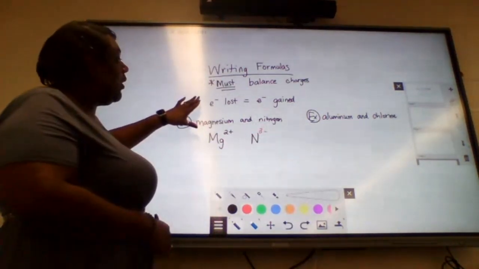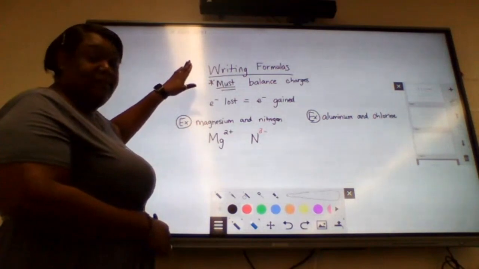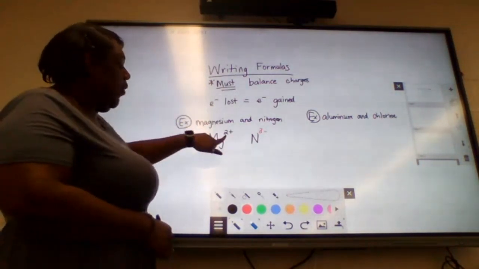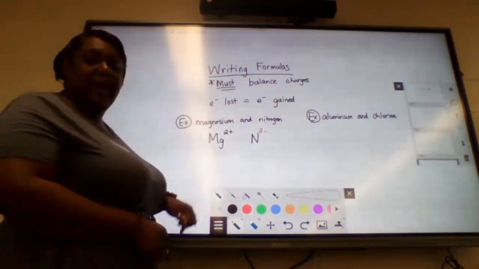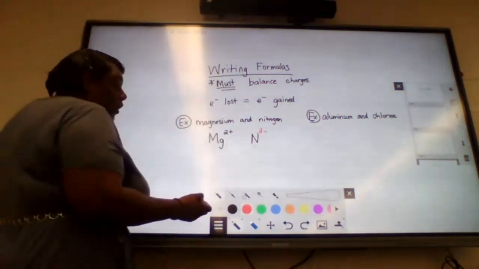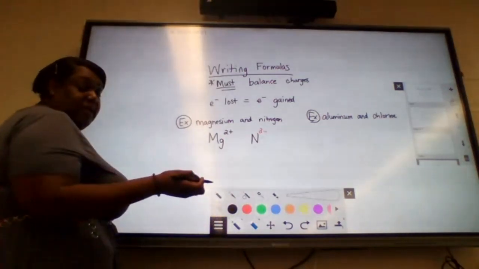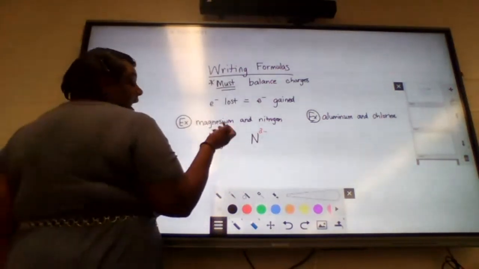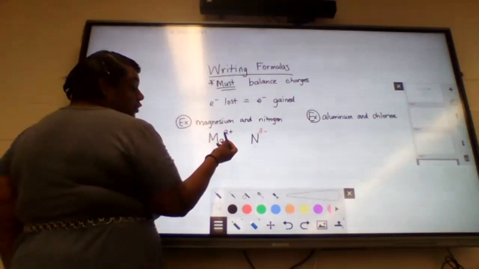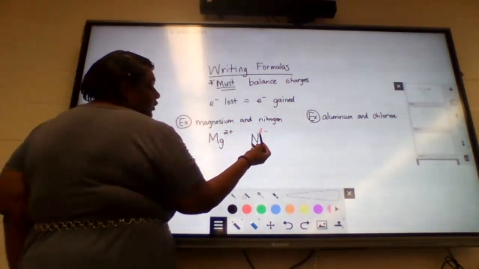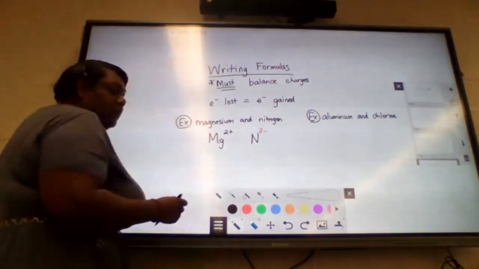Now, again, when you are writing correct ionic formulas, you've got to remember that the electrons that are lost by one have to be gained by the other. And so what we do to accomplish that is we insert subscripts that tell us how many of each one we have. Generally, the way I teach students to do this is just to look at your numbers. Don't worry about the signs.